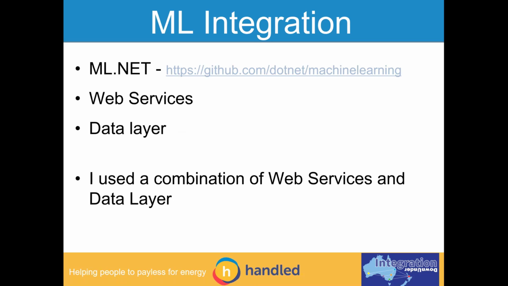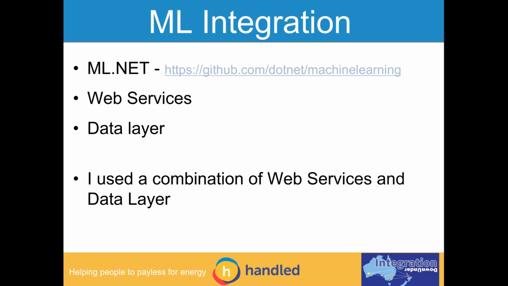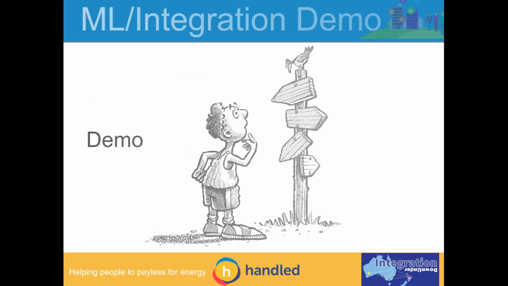So these are just some different ways that I can work with my machine learning. And I can also have some combination of both. So I could kick off a web service, get a result back, but in the background, my data layer has also been updated. So there are some pretty cool things that we can do, and so I used a combination of both. Let's go to the tape.